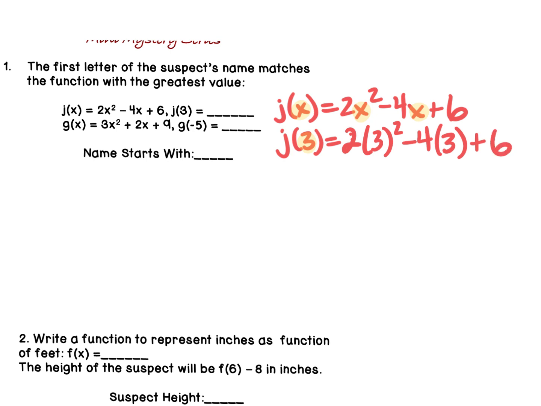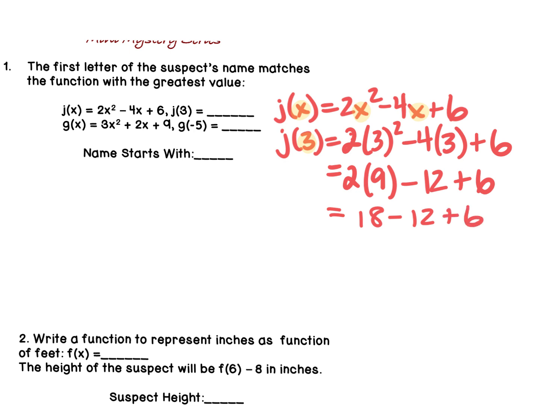And as I substitute these values in, I'm using parentheses to ensure that I don't make a careless sign error. So 3 squared is 9, 4 times 3 is 12, 2 times 9 is 18. So at the end, 18 take away 12, that's going to give me 6 plus 6, that's going to give me 12. So 12 is going to be my answer for j of 3.